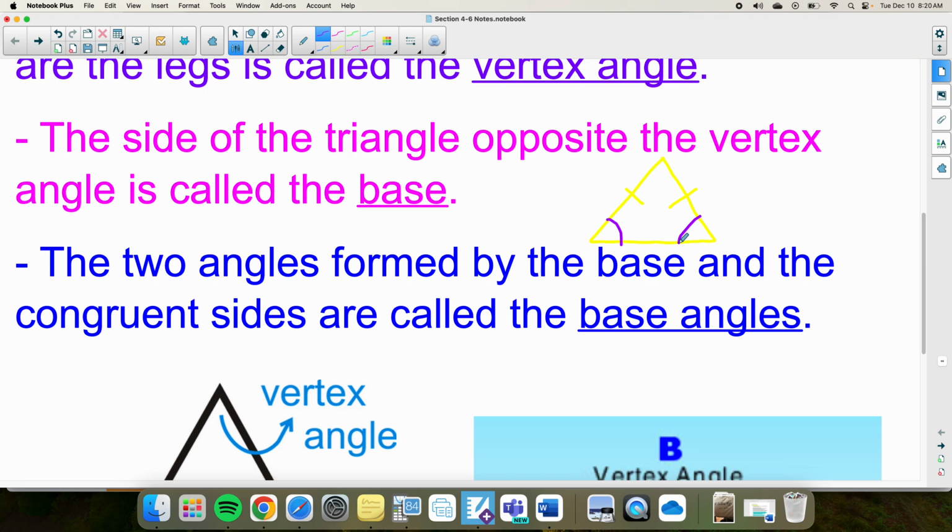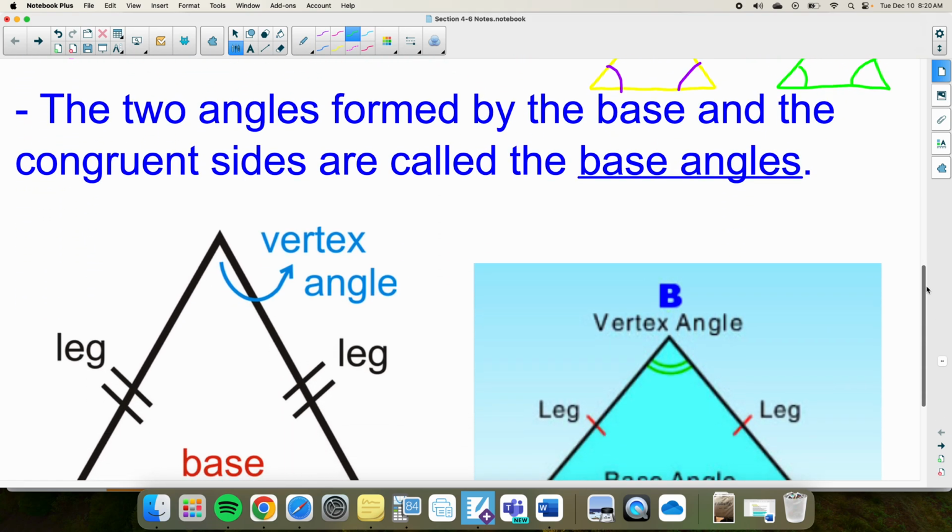And then in addition to that, if you were ever told that you had a triangle with two angles congruent, you would know that that's isosceles also, because if these two angles are congruent, the sides across from them are also congruent. And like I said, that's a big part of the isosceles triangles.